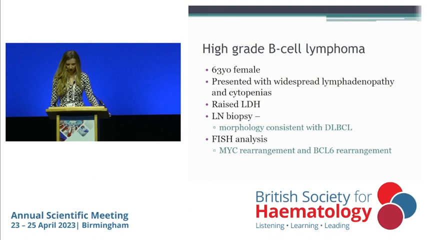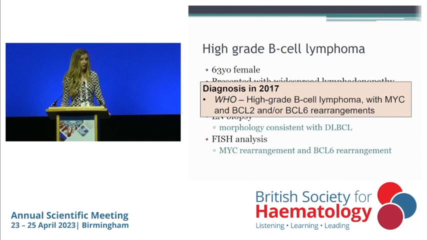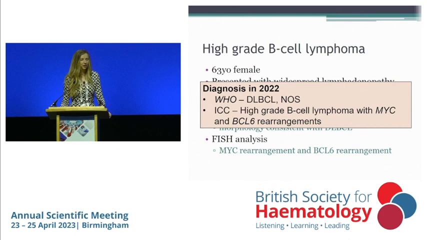So previously, in the last WHO, this would fall into the category of double-hit lymphomas or triple-hit lymphomas, and this was called high-grade B-cell lymphoma with MYC and BCL2 and/or BCL6 rearrangements, and they were all grouped together at that stage as high-risk disease. Now, in the new WHO, these patients are put back into DLBCL, but the ICC have retained them as a distinct entity of high-grade B-cell lymphoma with MYC and BCL6 rearrangements. So again, a scenario where there's discrepant diagnoses.